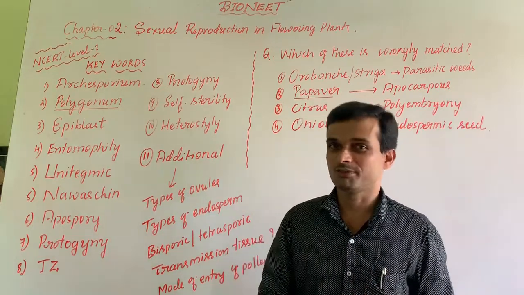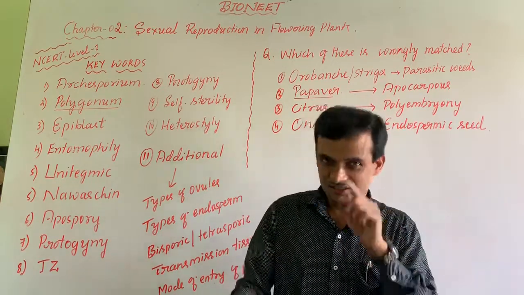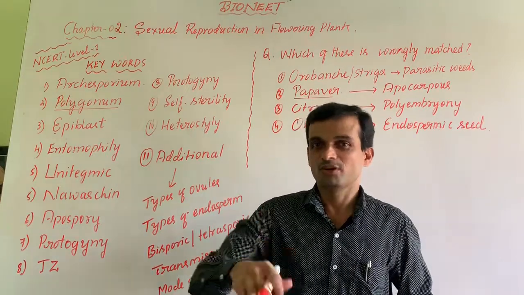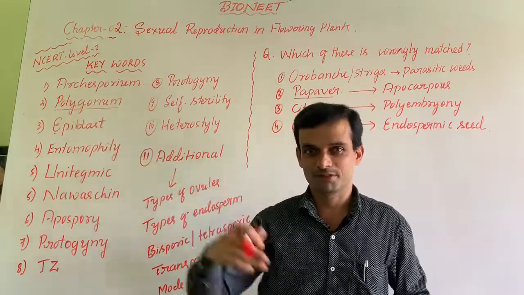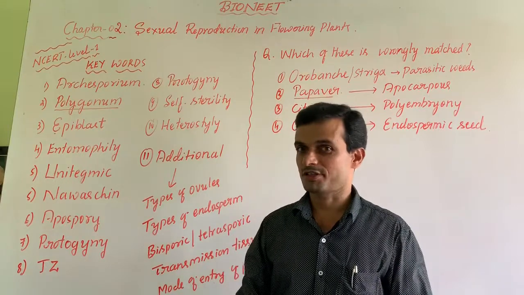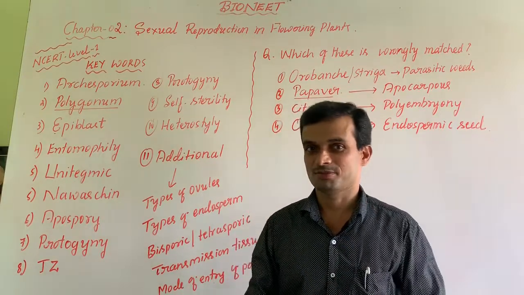What is the significance of this? Once again, it's an outbreeding device. There is no scope for self-pollination. The pollen has to come from some other plant, some other flower. There is only provision for cross-pollination. So there are such mechanisms.